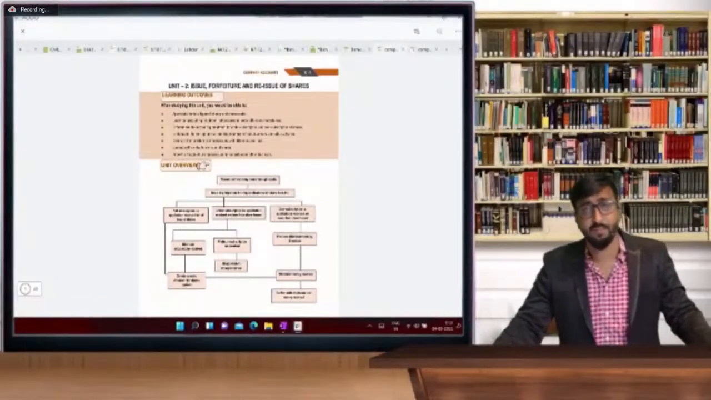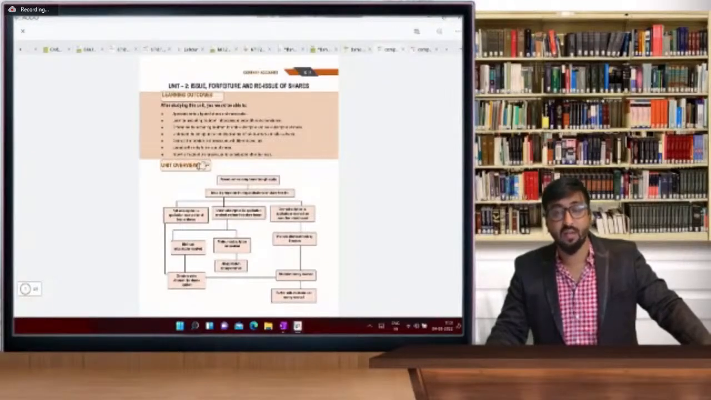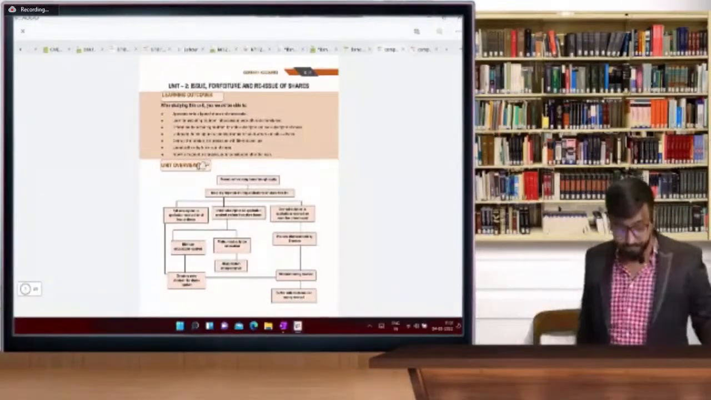Friends, if you are a follower of the modern approach, you are aware of the equation: assets minus liability is equal to capital. Asset shows debit balance, liability shows credit balance, capital shows credit balance, and income shows credit balance, and expenses show debit balance.